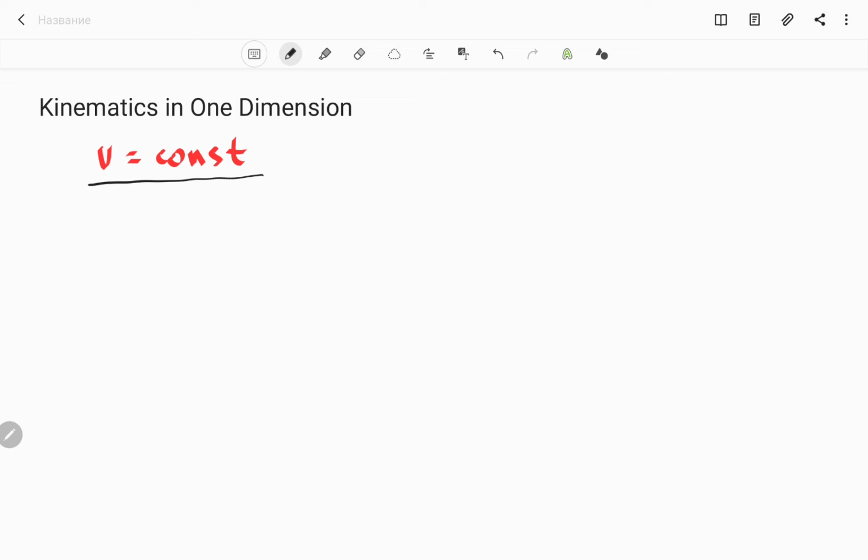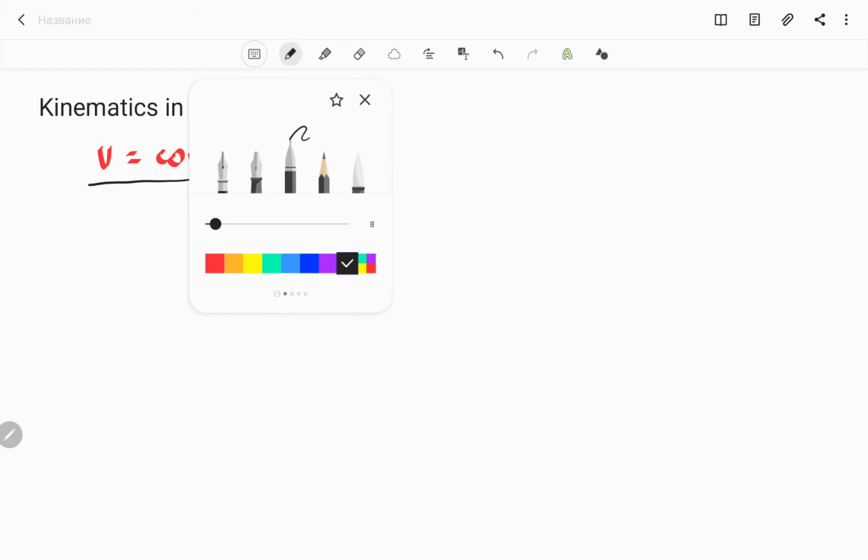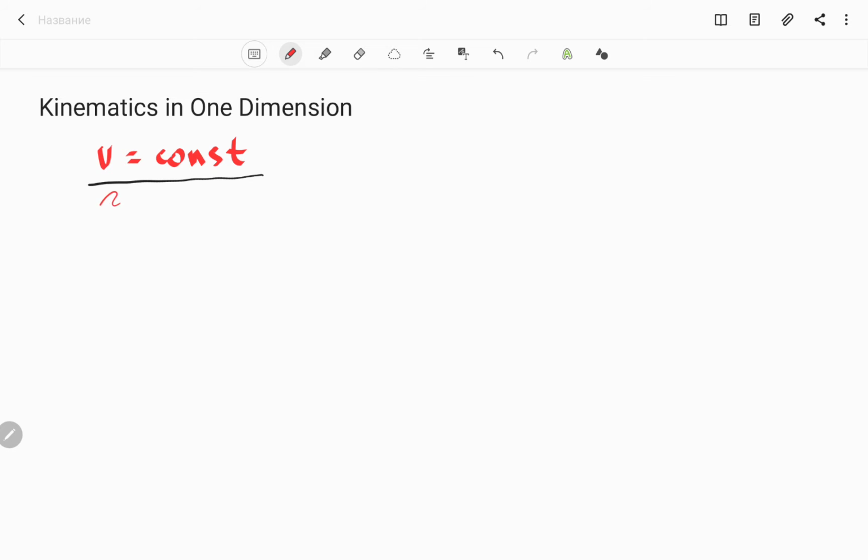We call this uniform motion. This is an important keyword. We call it uniform motion. This is a keyword because velocity is a combination of speed and direction. Uniform motion is a motion with constant velocity. So uniform means motion with constant velocity.